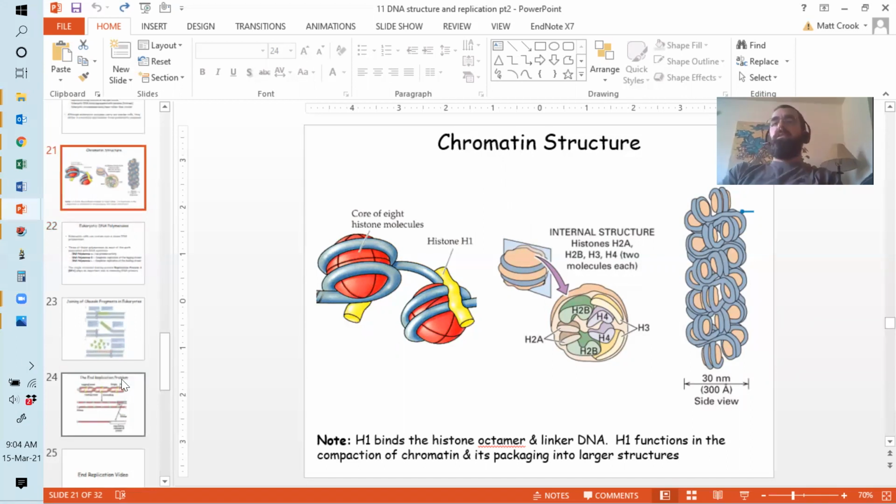So to get around that problem, and still be able to use that DNA, eukaryote DNA is packaged using proteins, essentially wrapping it around histones like spools, like cotton or wool around bobbins, so that it takes up less space.